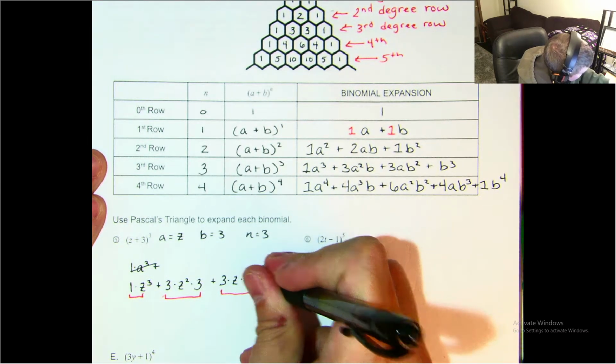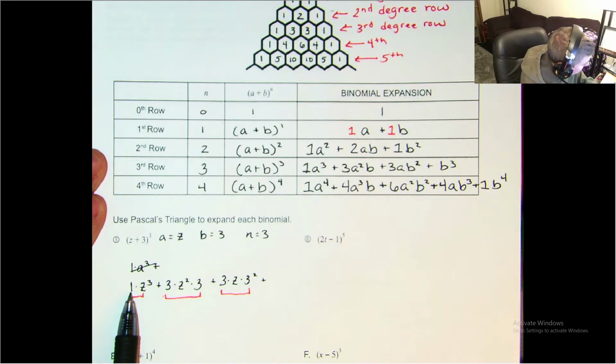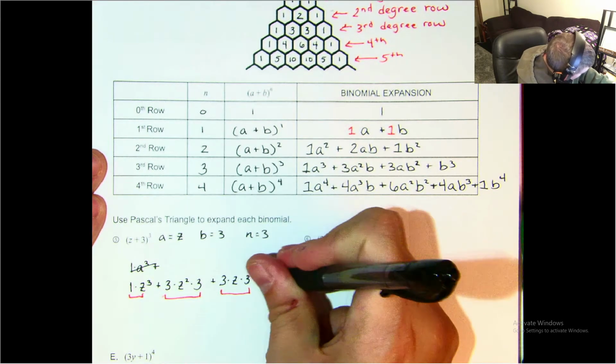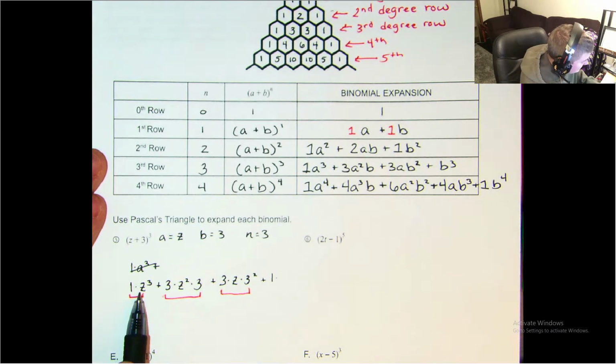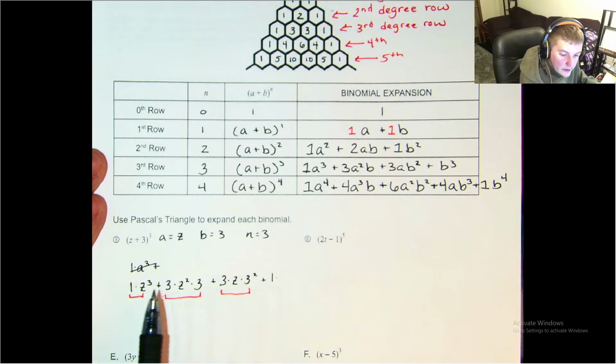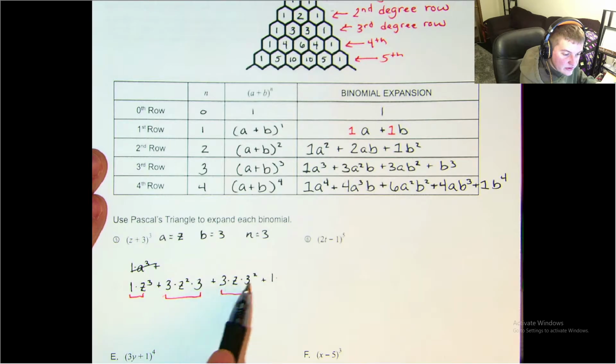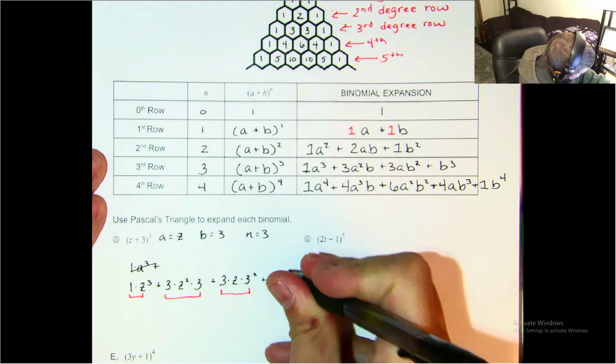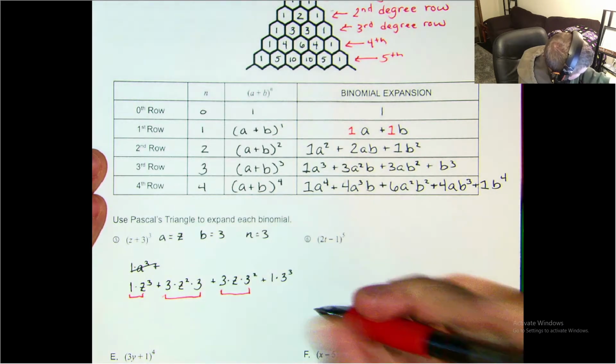Okay, and then lastly, the third cell is 1, so it's going to start with a coefficient of 1. Then z to the 3rd, z to the 2nd, z to the 1st, no z at all, times 3 to the 0, 3 to the 1st, 3 to the 2nd, 3 to the 3rd. That's my third cell.